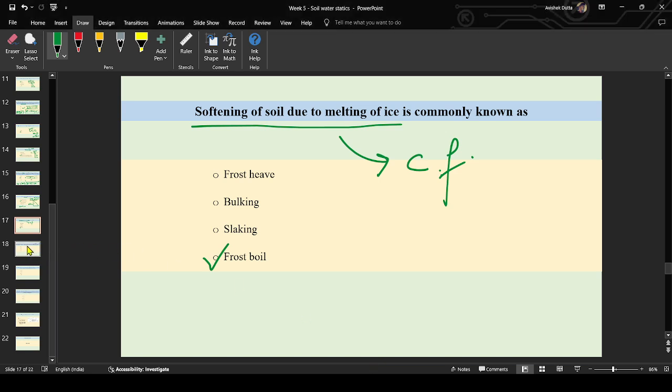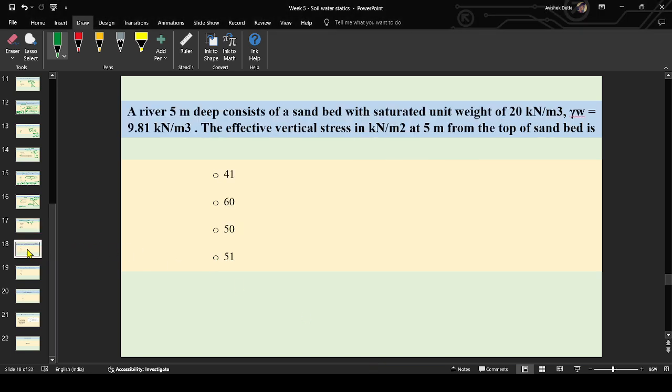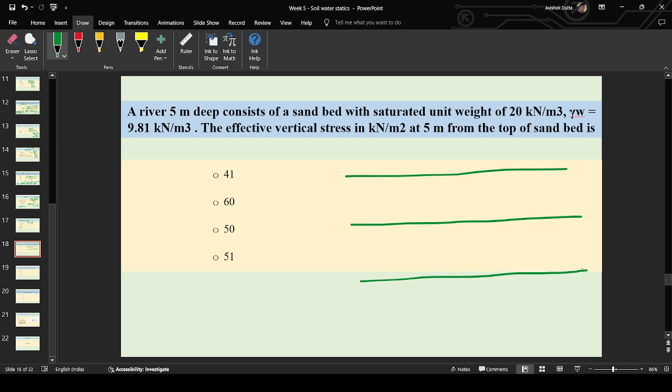Next question. Yes, have you solved this? What is the answer?